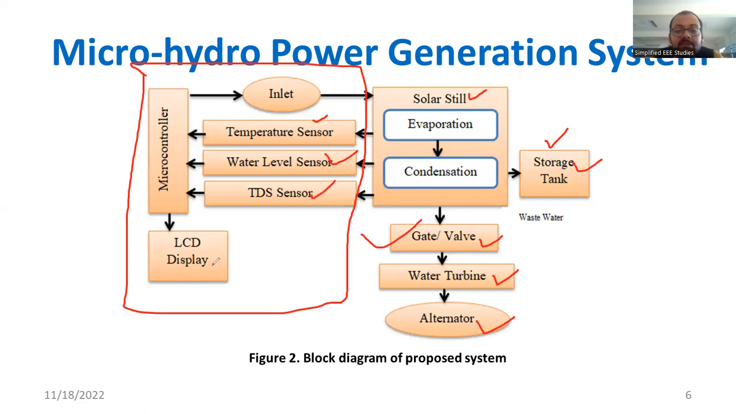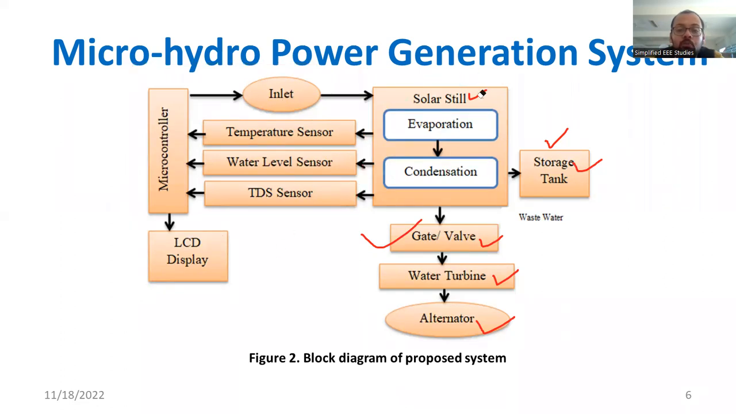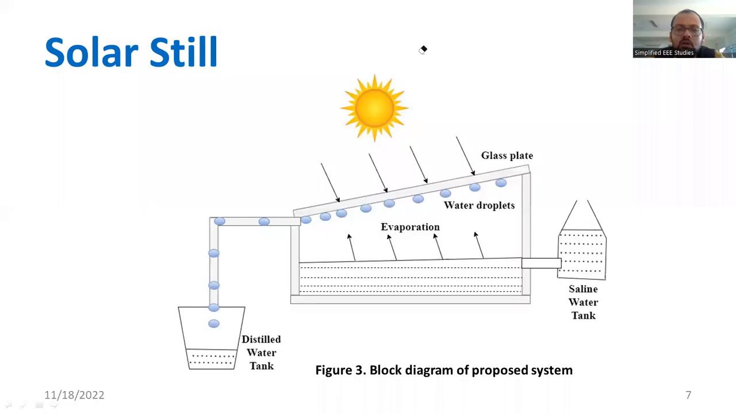Next, we have the LCD display. This is your entire block diagram of micro hydro power generation. Moving further, as you can see, the solar still is the heart of this solar still based micro hydro power generation system. We have saline water, which will be directly connected to the segment shown in the portion.